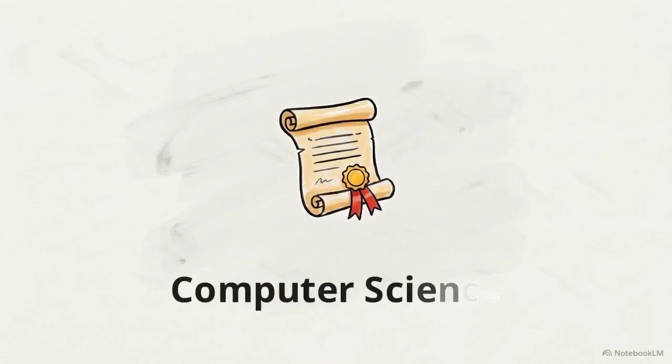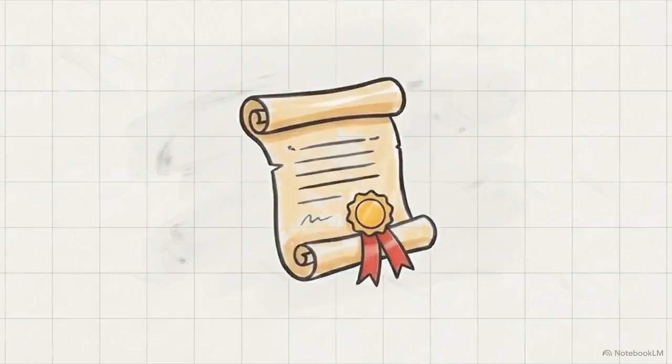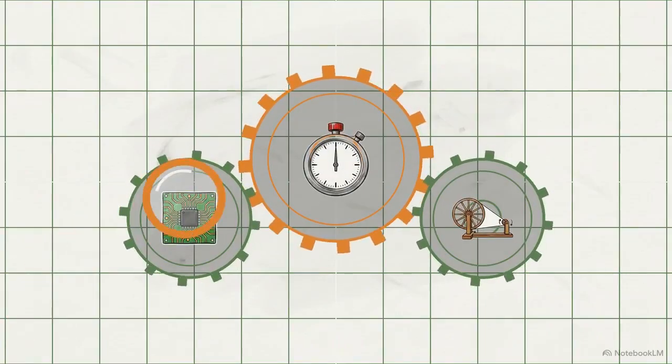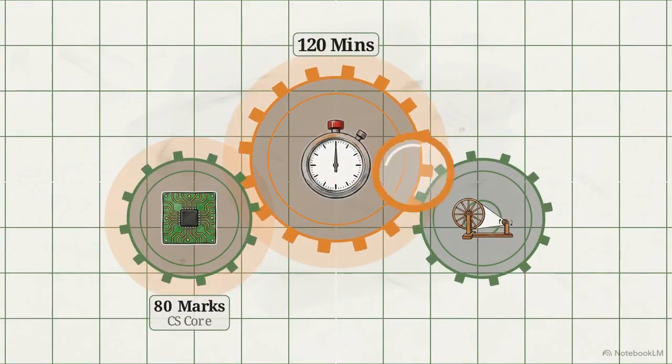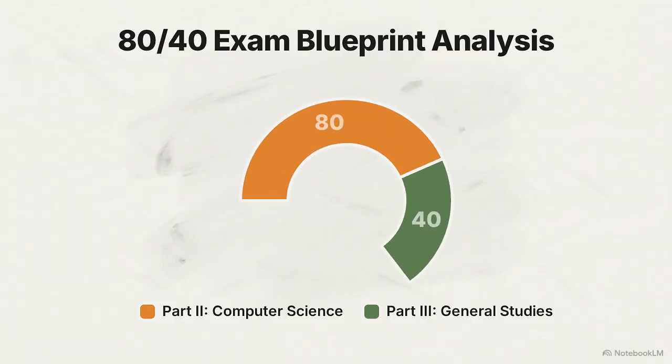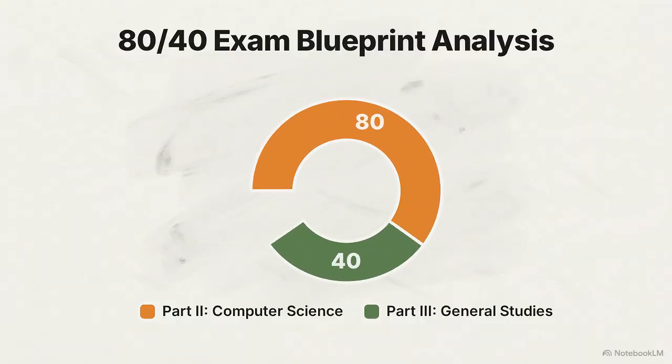You might hold a degree in computer science, but passing the BPSC TRE exam requires looking past your credentials and into the specific mechanics of the test. The baseline arithmetic of this exam is straightforward. You are facing 120 total questions, and you have exactly 120 minutes to solve them.